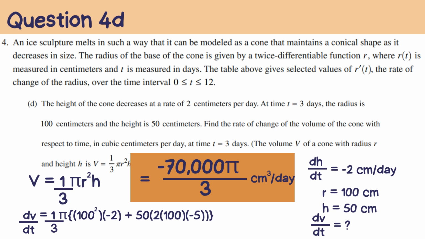For the points, I think it's just going to be a point for the derivative of the equation symbolically. And then I think another point for finding out what dr/dt is. And then another point for noticing that dh/dt was negative 2 centimeters per day and not just 2 centimeters per day. And then the final point is for the correct answer, unsimplified or simplified.